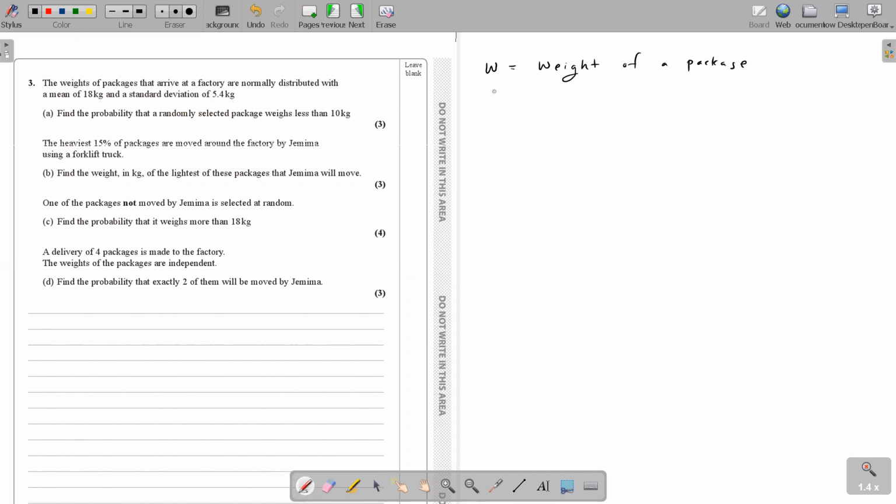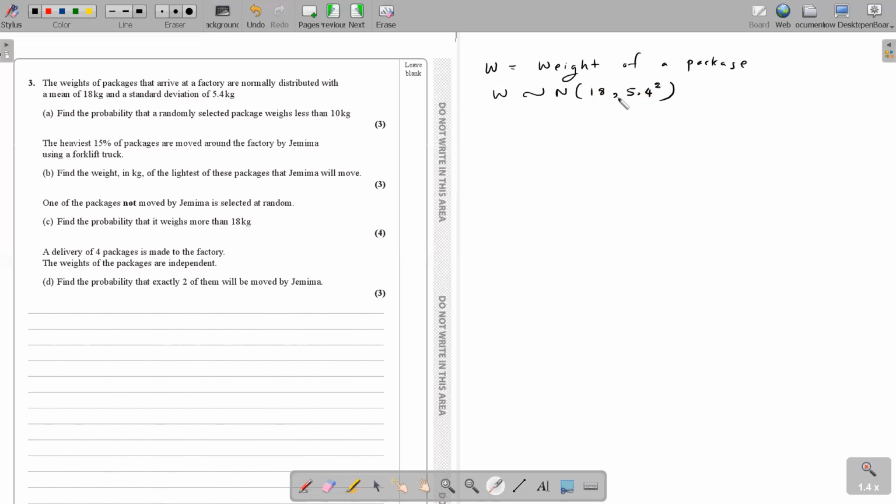The weight of a package is distributed normally with a mean of 18 and a standard deviation. Normally, you remember mu, and what's the other parameter you use here? Do you use sigma or sigma square here? Sigma square. You use not the standard deviation but the variance. The standard deviation is 5.4, which means the variance is how much? It should be 5.4 square. Just write 5.4 square. So in your head, standard deviation is 5.4, variance is 5.4 square. When you're writing the normal distribution, this is always mu, the mean, and this is the variance.